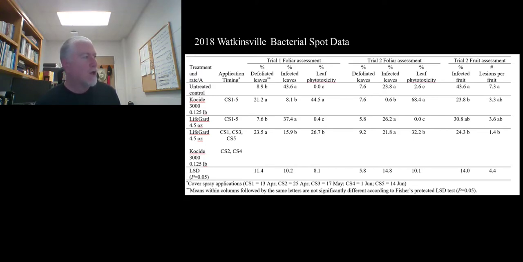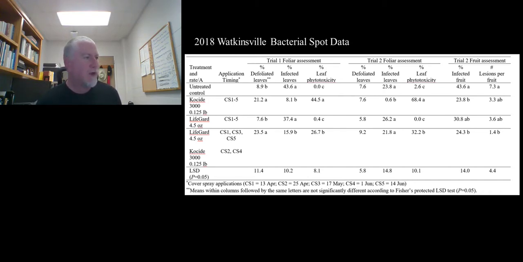One, we know that with the COSIDE, it does reduce disease. You can look on the fruit assessment on the far right there, and you look at the untreated compared to the COSIDE. In both cases where we had COSIDE in there, we had a couple of treatments with COSIDE, and we used that 0.125 pound rate. That's a little bit lower than the label, but that's what we were utilizing in that trial. And so we reduced the bacterial spot by about half.